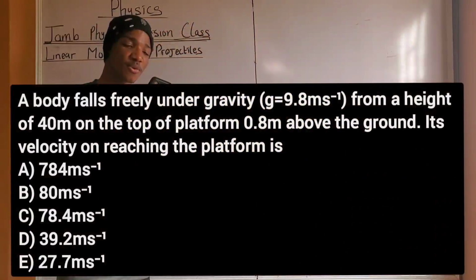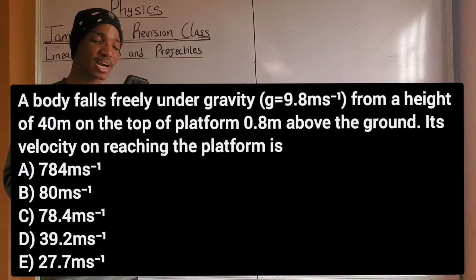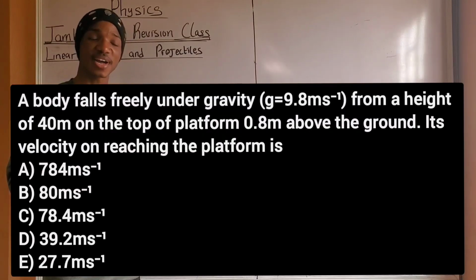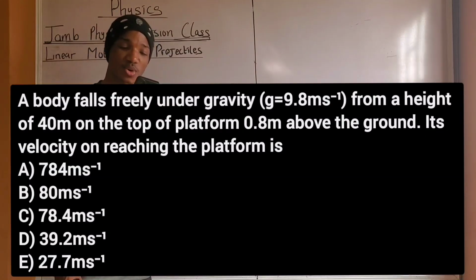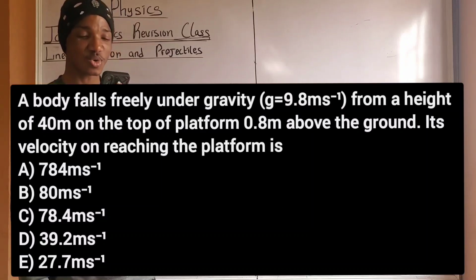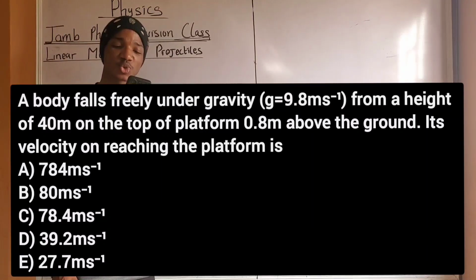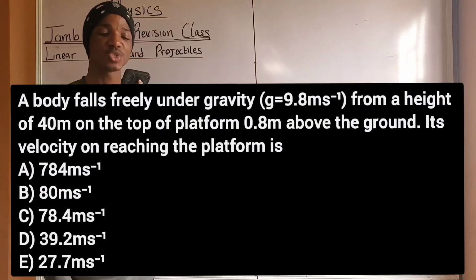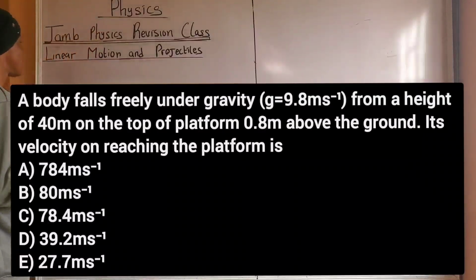So, a body falls freely under gravity from a height of 40 meters onto the top of a platform 0.8 meters above the ground. Its velocity on reaching the platform is A. 784 meters per second, B. 80 meters per second, C. 78.4 meters per second, D. 39.2 meters per second, E. 27.7 meters per second. Okay, let's start by writing out the information that we are given in the question.